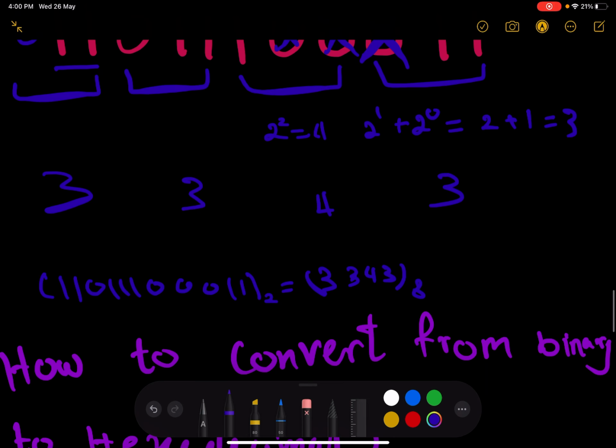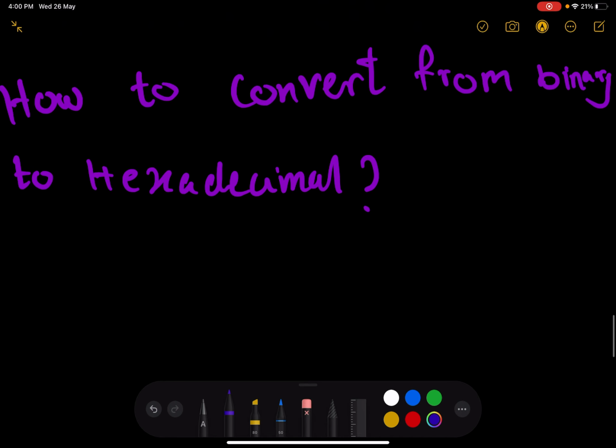The last thing is how to convert from binary to hexadecimal. The idea of converting from binary to hexadecimal is really simple and similar to what we did in the octal. Hexadecimal means 16. So you should think about a number that, if we raise 2 to the power of it, will give us 16. This number will be 4. So we're only going to take each 4 bits together to represent any digit in a hexadecimal number.